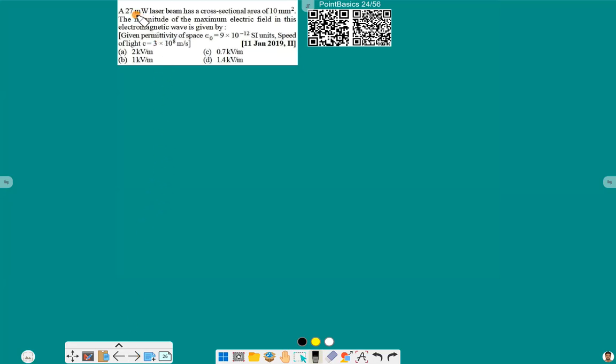So here we have a 27 milliwatt laser beam which has a cross-sectional area of 10 mm squared. The magnitude of the maximum electric field in this electromagnetic wave is given by. So we have to find out the value of the maximum electric field. Now we know that intensity of a wave is equal to power by area, and that intensity I is also equal to half epsilon naught E squared times C. So we have the power, we have the area, we know epsilon naught, we know C. So from that we can find it out.